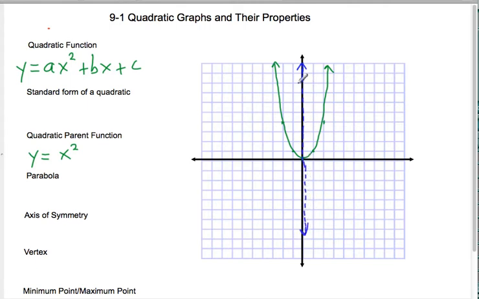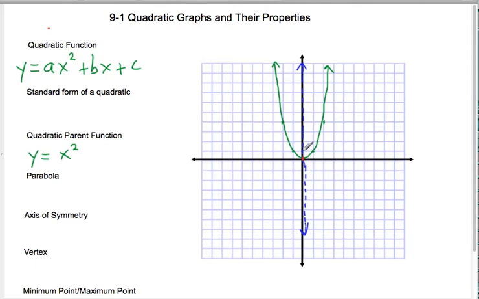It is a dotted line to show where this mirror is, because you notice the right side and the left side are mirror images of each other. So what we call that mirror spot, that invisible line down the middle, is called the axis of symmetry. The vertex is the lowest point in this case, or the highest point in the case of an N shape, right there on the bottom. That's the vertex.